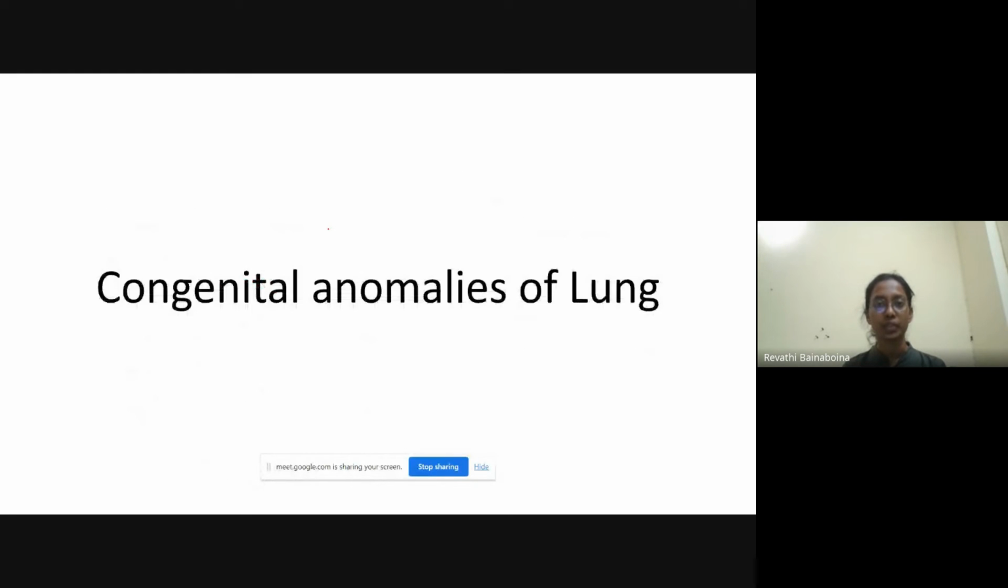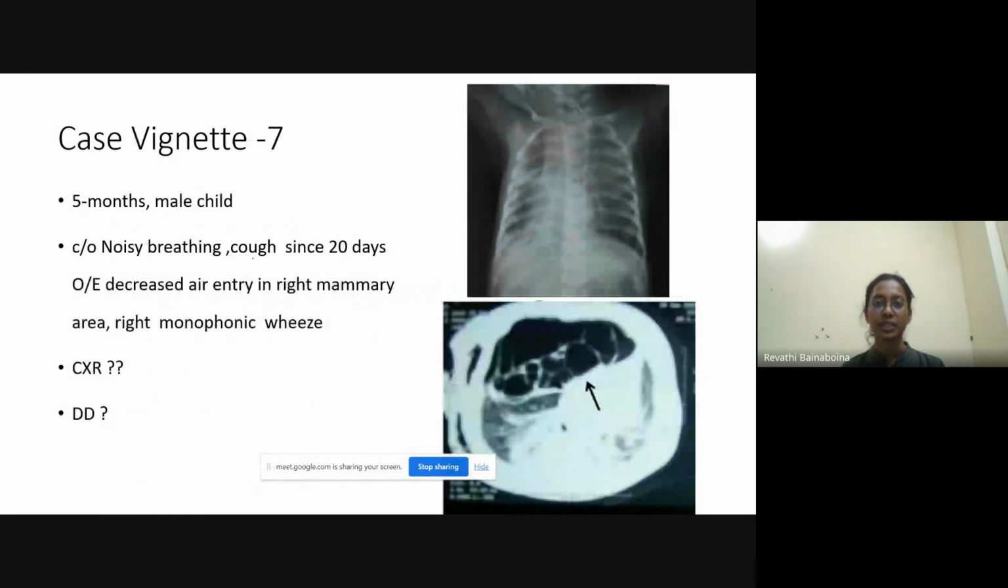A 5 months male child presented with complaints of noisy breathing and cough since 20 days. On examination, there is decreased air entry in the right mammary area and there is right monophonic wheeze. This is a chest X-ray which is suggestive of multiple cystic lesions on the right side, and this is a CT which is showing multiple cystic lesions on the right side.